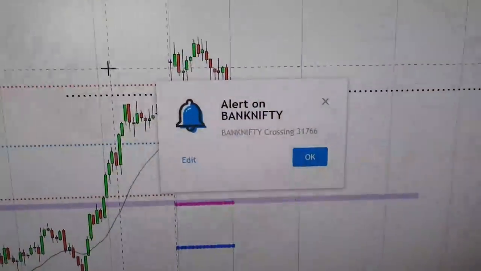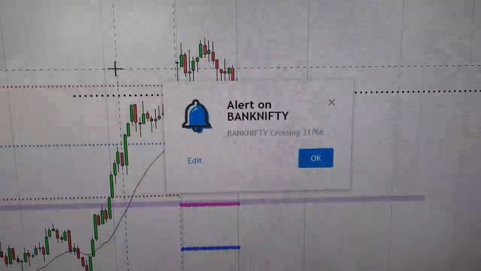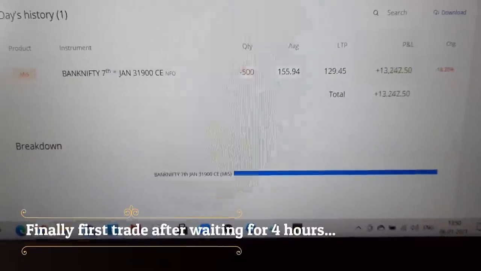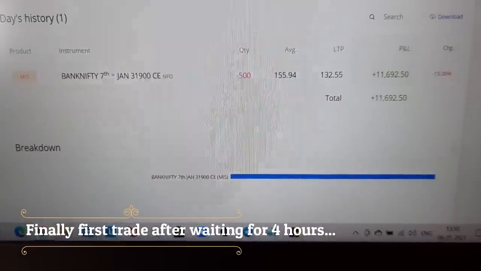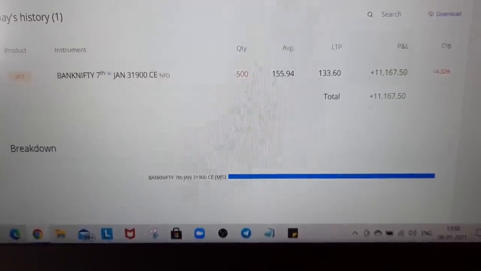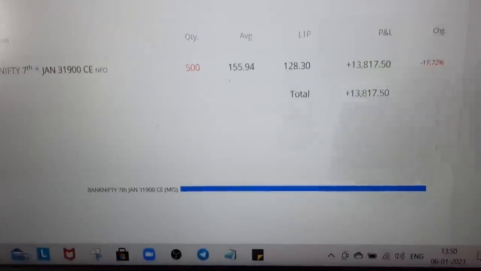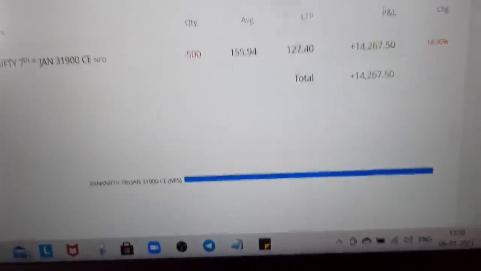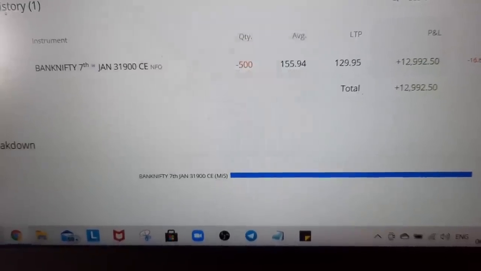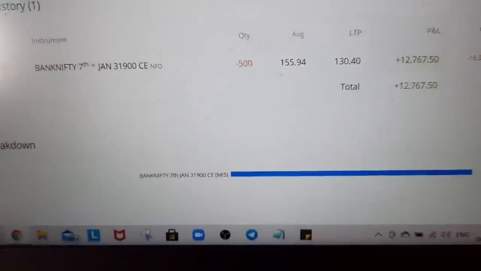Now you can see that an alert has come. Bank Nifty has given me an alert and I am in front of the screen again. As you can see, I have already shorted the 31,900 call option. Already I am in a profit of almost 11,000 rupees. I have sold 500 quantity and already I am in 13,000-14,000 profit. So that's what I was telling you, trading is more about patience, waiting patiently for the right setup.